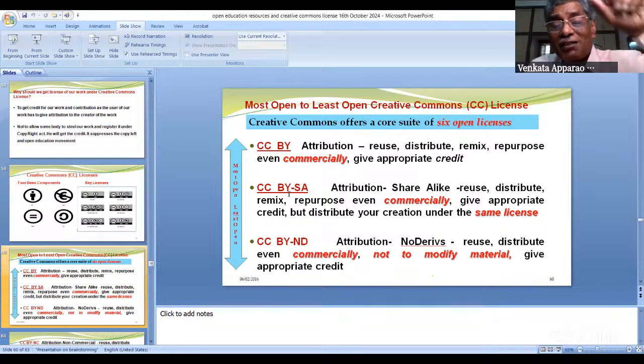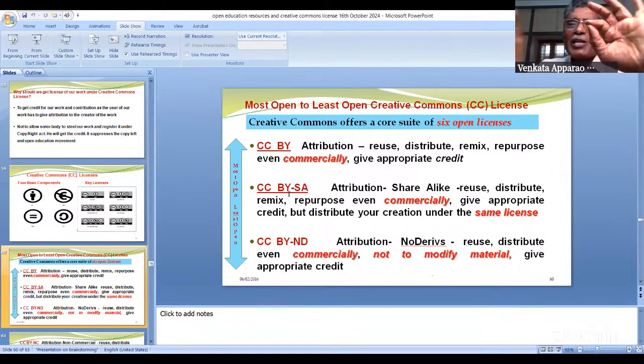In CC BY, the creator does not want credit only to him; you simply acknowledge. You modify, and the modified one you register under your name. The creator does not bother. You simply acknowledge. That's all. That is the most open. Then CC BY-SA.